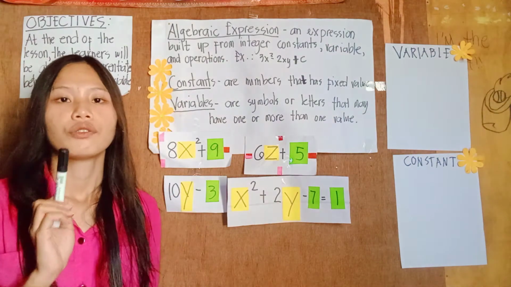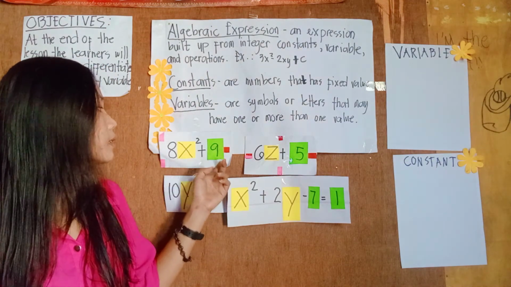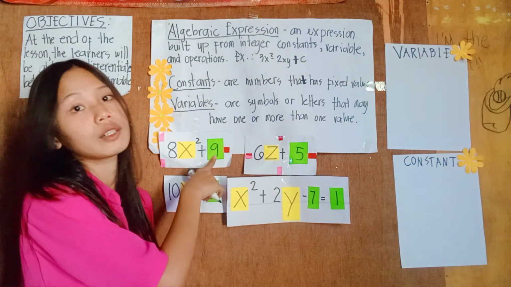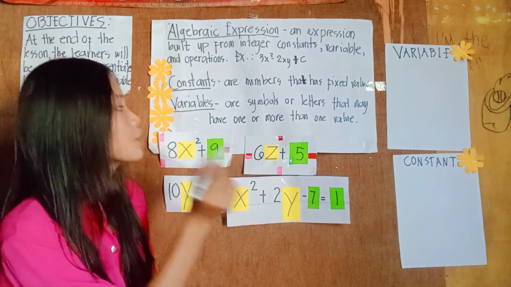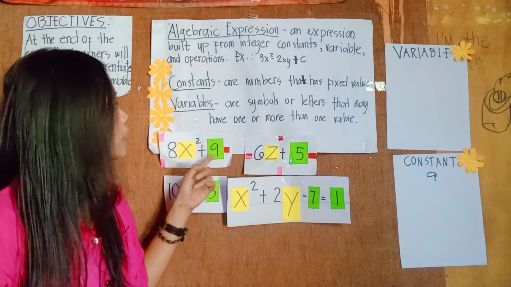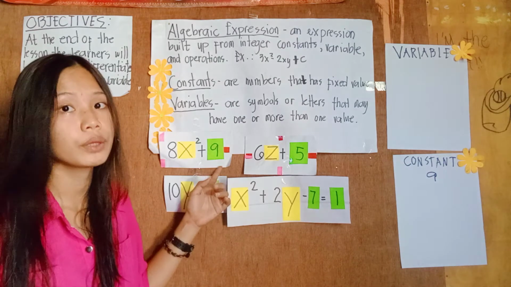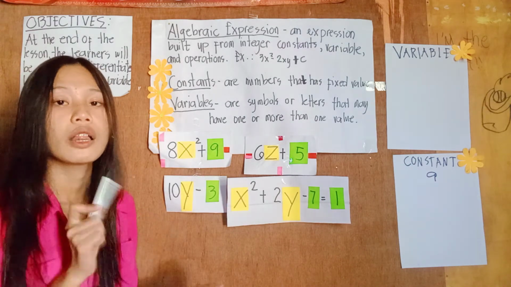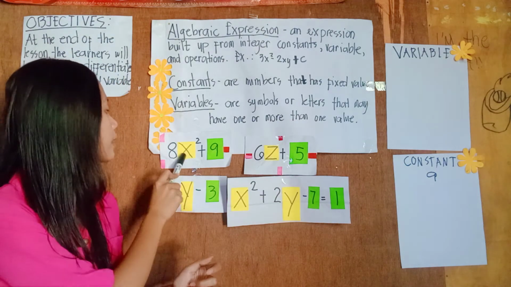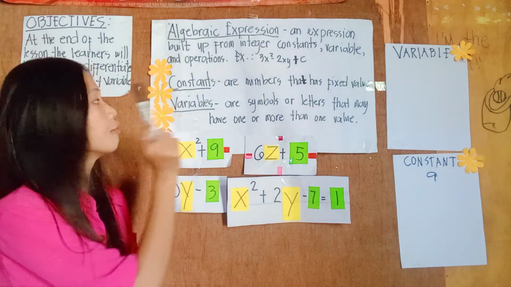Okay. For example, in this example, x squared plus 9, our constant here is, as you can see, 9. So let's put 9 here, because 9 is a fixed value. Okay, a whole number, pag may nakikita kayong whole number, that was the constant. Okay? And this x, in this expression, x is our variable.